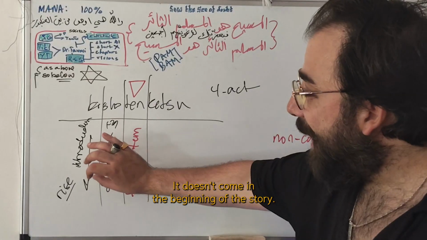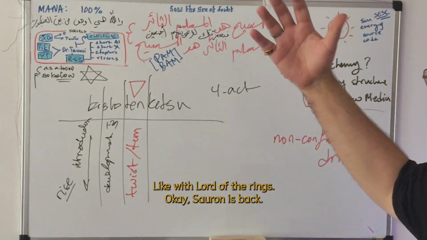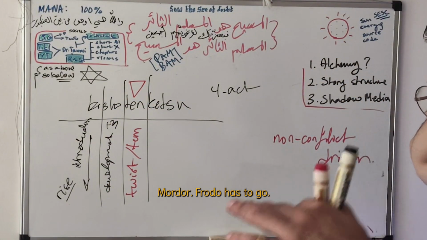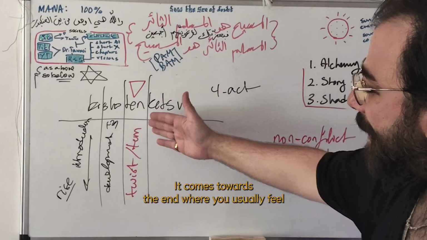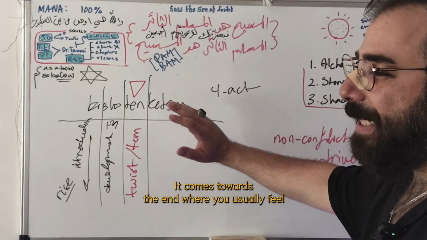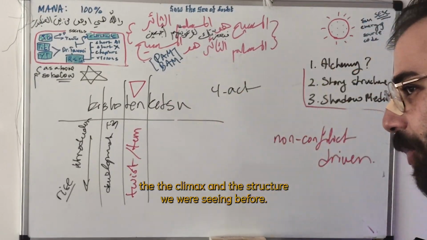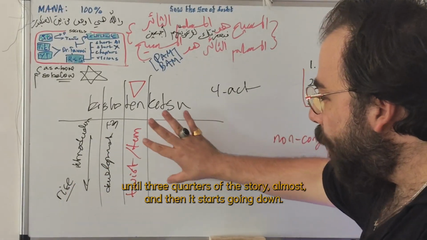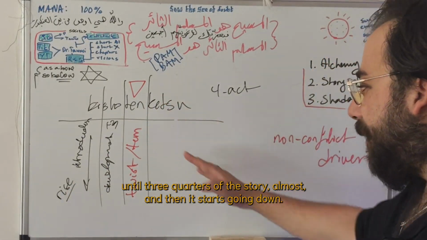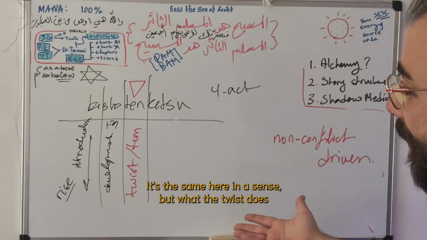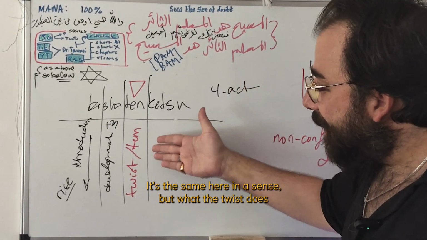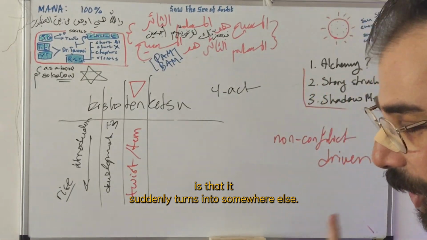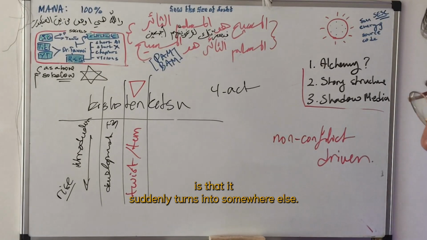It doesn't come in the beginning of the story like with Lord of the Rings, where Sauron is back, Mordor, Frodo has to go. It comes towards the end where you usually feel the climax in the structure we were seeing before. Remember, it came up to almost three quarters of the story, and then it starts going down. It's the same here in a sense. But what the twist does is that it suddenly turns into somewhere else.